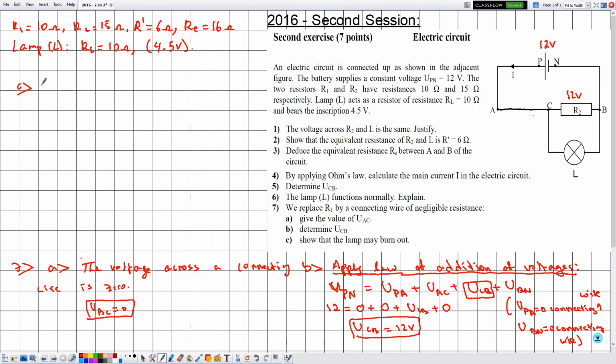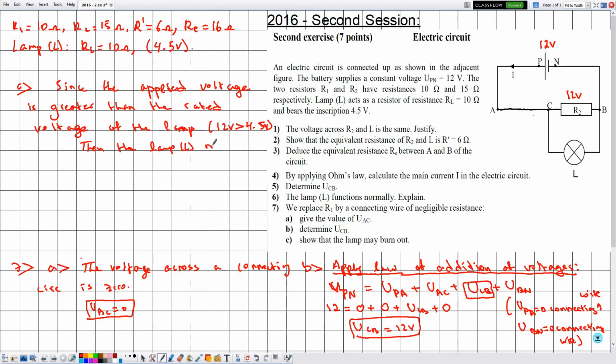Now part C, since the applied voltage is greater than the rated voltage of the lamp, and this is given by 12 volts is greater than 4.5 volt, then the lamp may burn out.